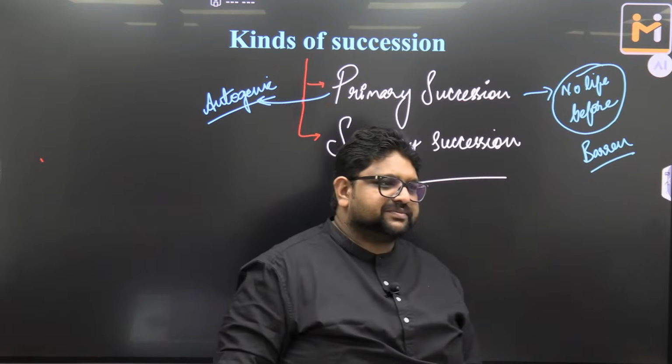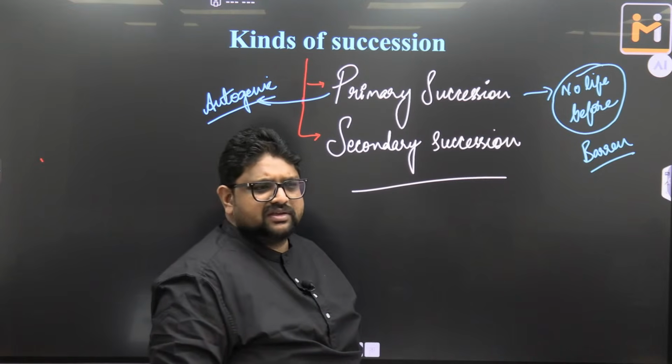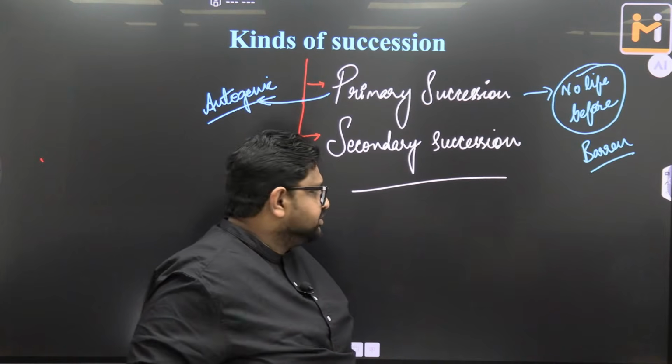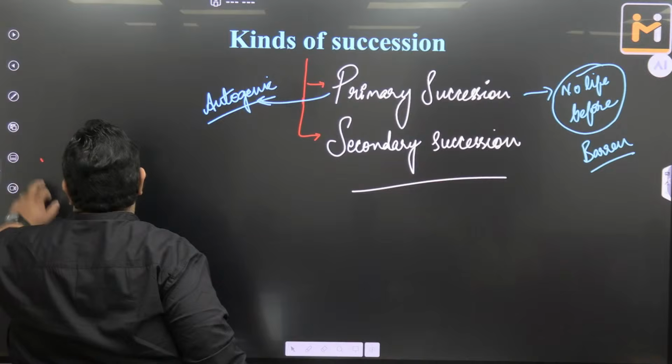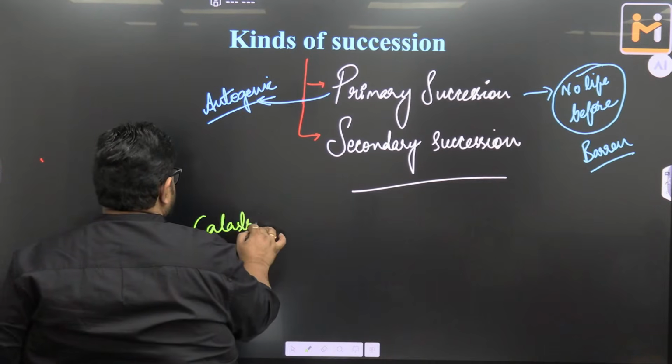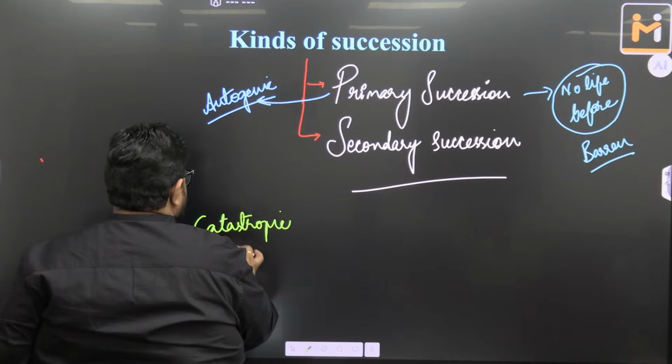Now succession has started, succession is happening, it is at some stage, middle or anywhere. So suddenly a catastrophic event happened.